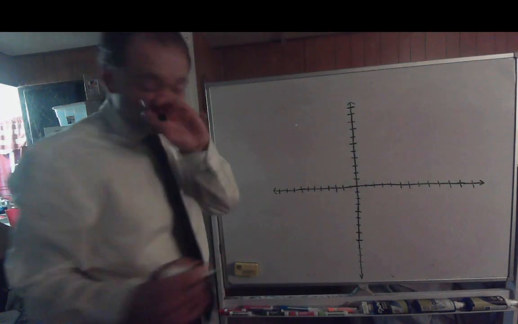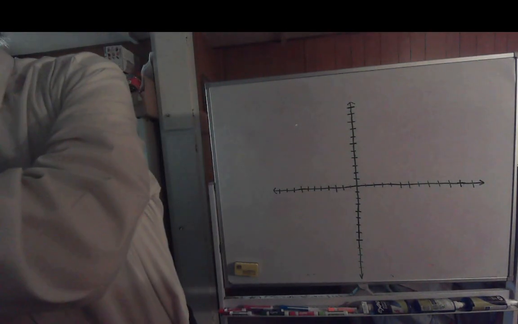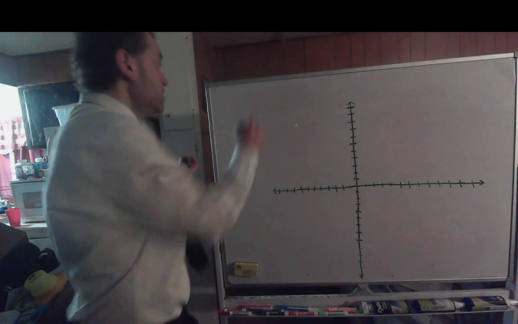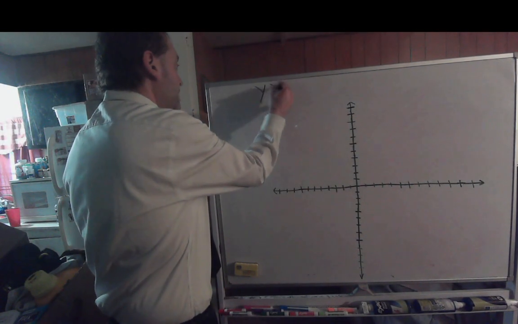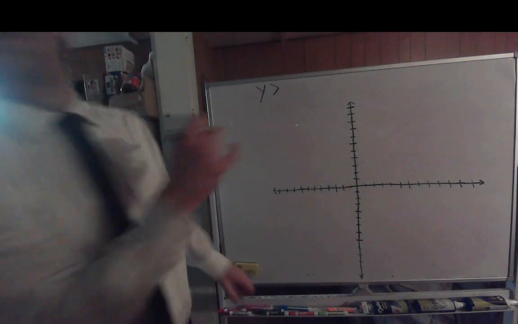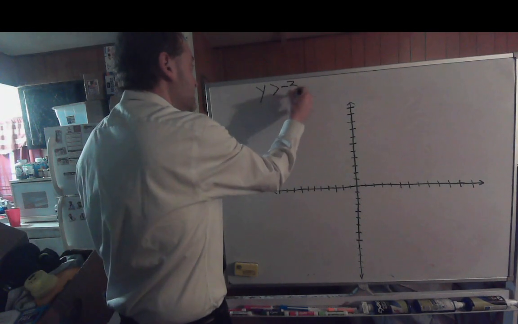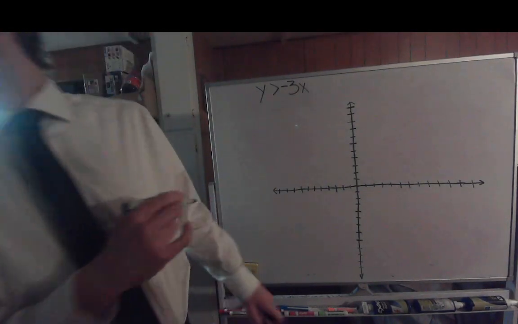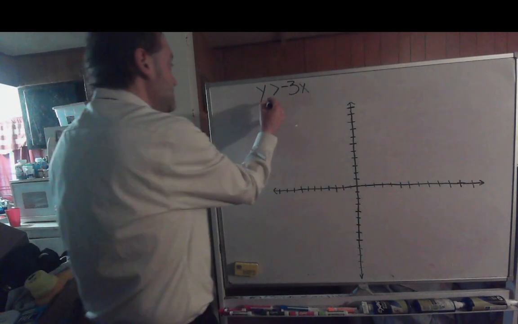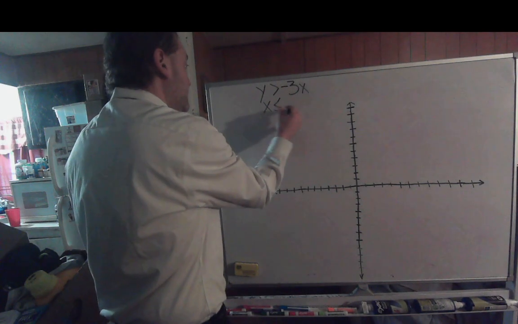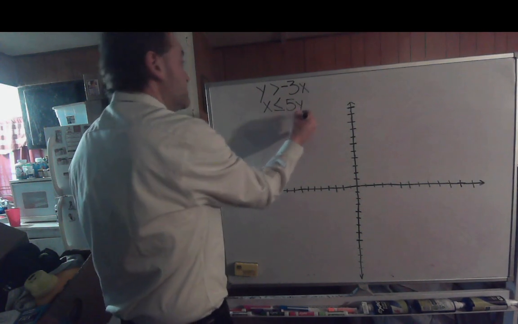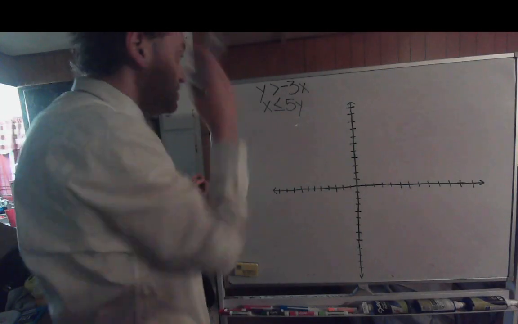All right. Should be 4 more. So we have y is greater than negative 3x, and then x is less than or equal to 5y. So sometimes, yes, you will see the equations in reverse.